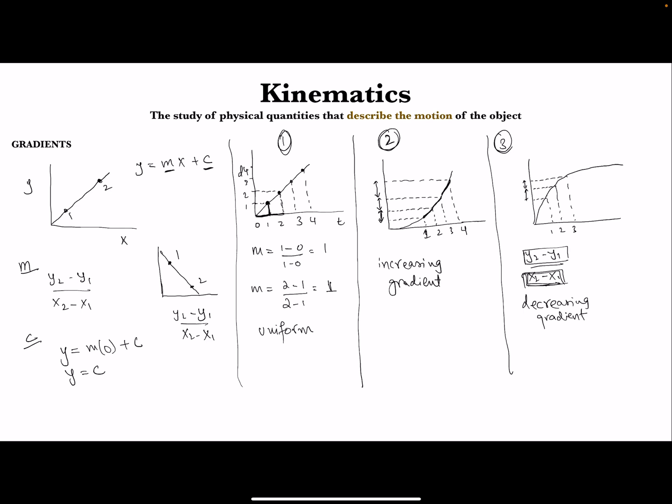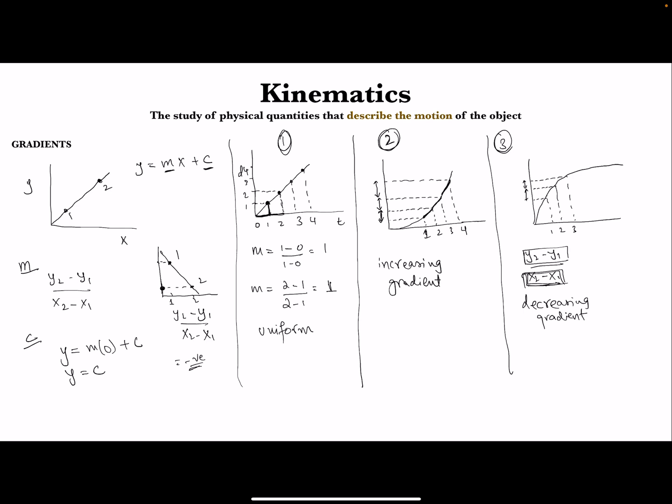Well, x2 minus x1 is going to be positive. Let's say this was 0.2 and this was 0.1. But if you look at y2 minus y1, y2 is lower than y1, right? This value is much lower than this value. So this is going to be negative. The gradient is going to be negative.